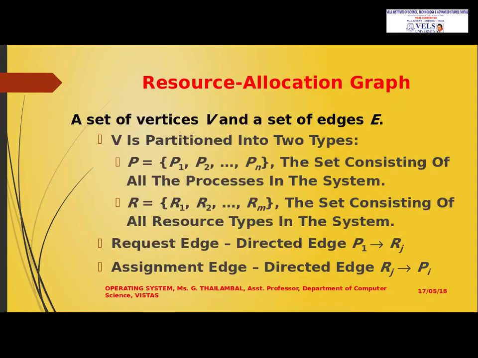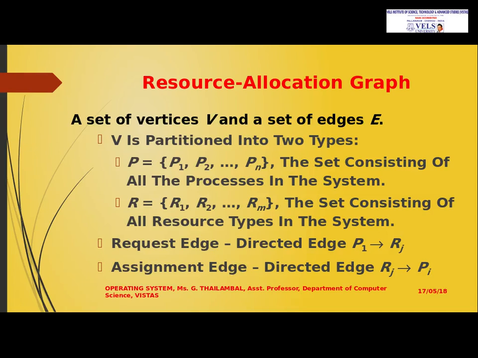And for that the OS uses a method called the resource allocation graph. With this graph the OS can identify which process is in a deadlock state. In that graph, the vertices are V and the edges are E. The vertices are the resources and the processes. How many processes can you have?